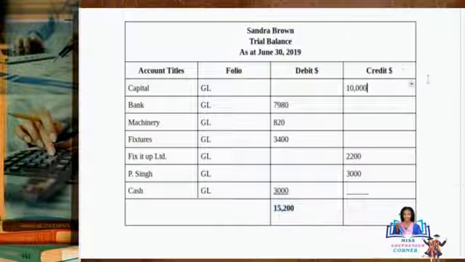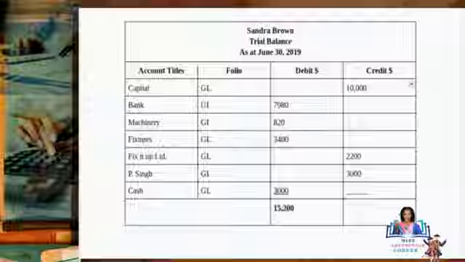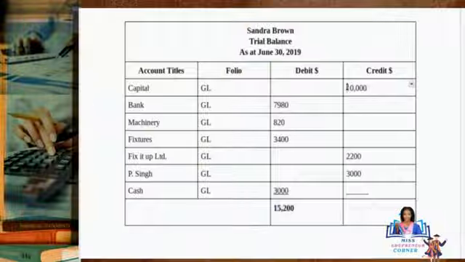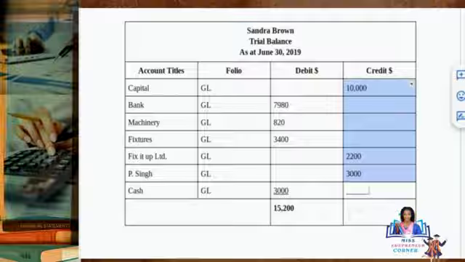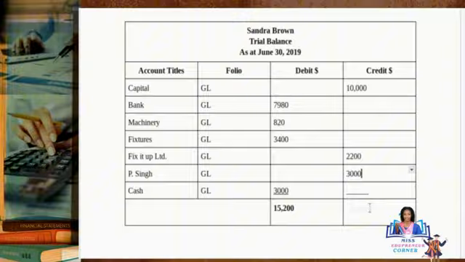Let's go ahead and sum up our credit side. We have $10,000 plus $2,200 plus $3,000, and again that gives us $15,200. So our trial balance is balanced. We can go ahead and draw our double lines.